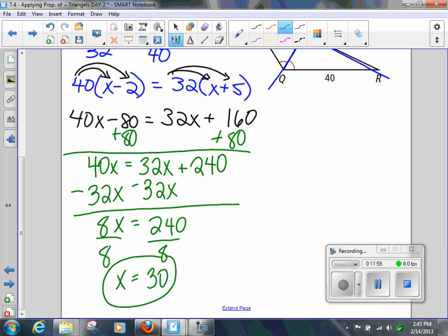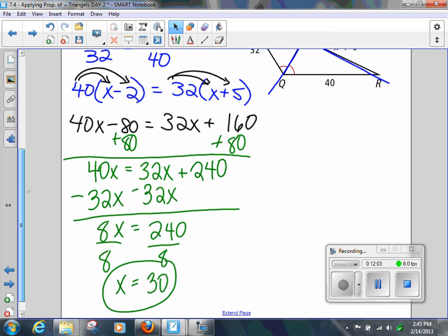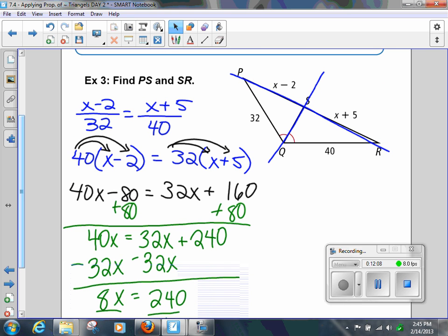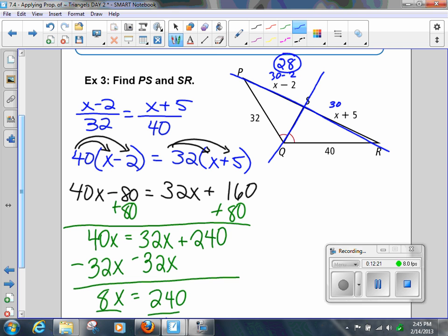What do you think? Did it bite me? Why are we not done? I've got to fill it in. I've got to find PS. I found that my X is 30. So 30 minus 2 is 28. 30 plus 5 is 35. Am I done now? I am now. Thank you for calling me out on that. What do you think? Facile or difficile?